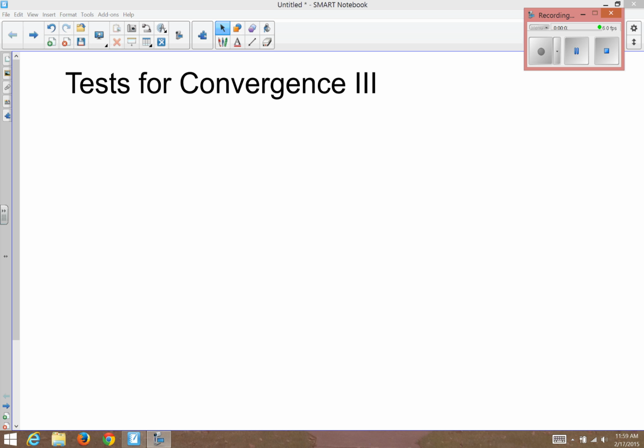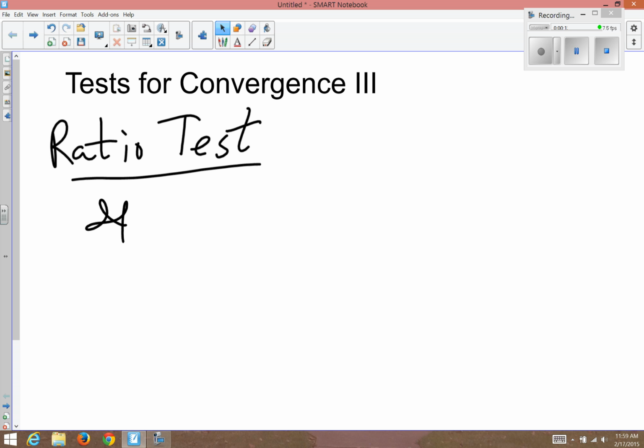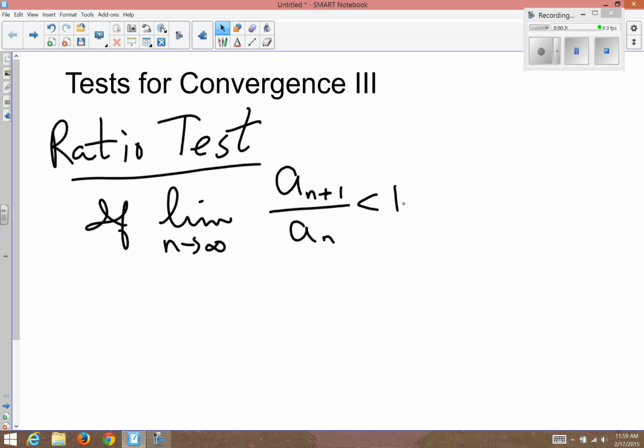Tests for convergence, part 3, the ratio test. If the limit of the n plus first term over the nth term as n approaches infinity is less than 1, then the series converges.